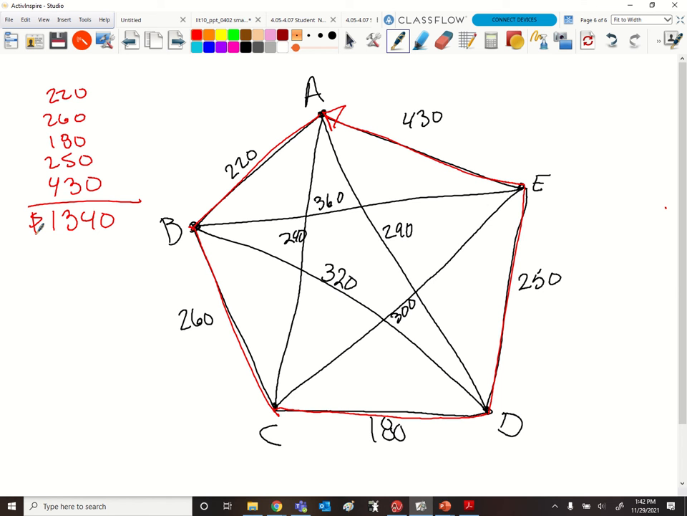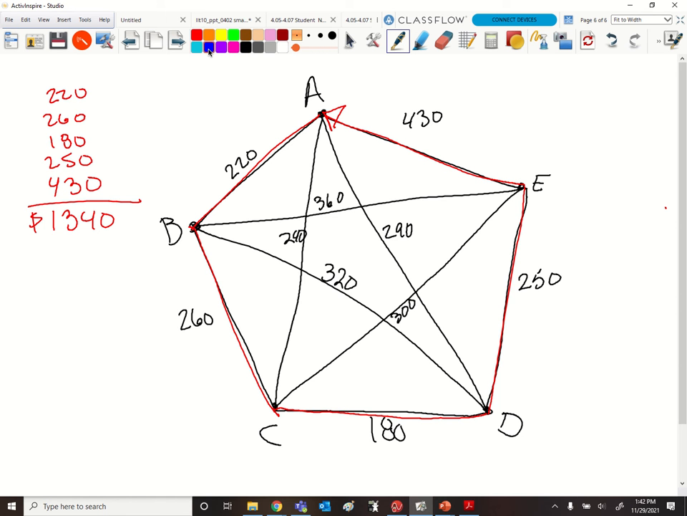Now we're going to do another way, but this way, I'm going to look for important things. If I want to know the cheapest route, what flight do I have to try to avoid? A to E. A to E, right? I want to avoid that because that's the most expensive, right? So I want to try and use a different route that doesn't include that.